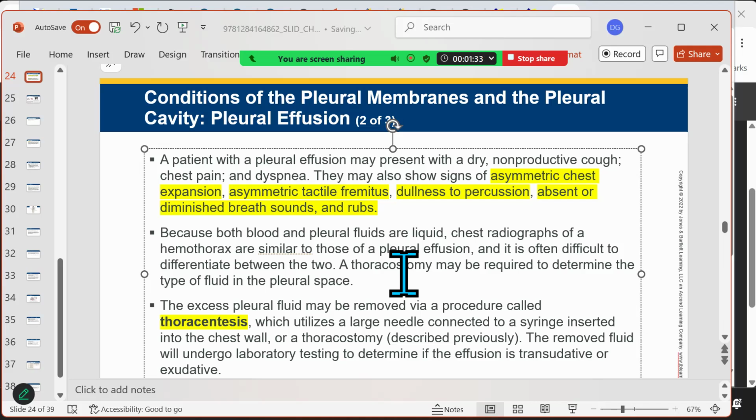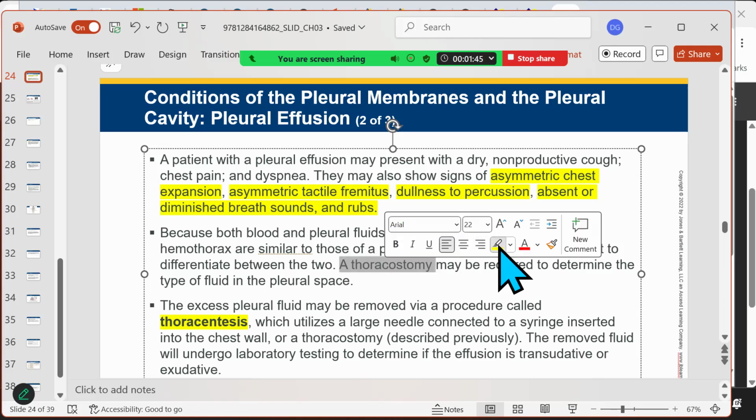Because blood and pleural fluids are similar, on x-ray they may look the same, and you may need a chest tube, which is officially called a thoracostomy. I had a student actually come to me after the board exam. She passed, but she said, "What on earth is a thoracotomy?" And I said, "Well, that'd be an incision into the chest, but I bet maybe the word was thoracostomy, which is a chest tube." Then it made sense. So thoracostomy is the chest tube that we put in.